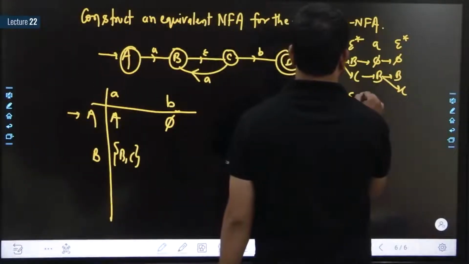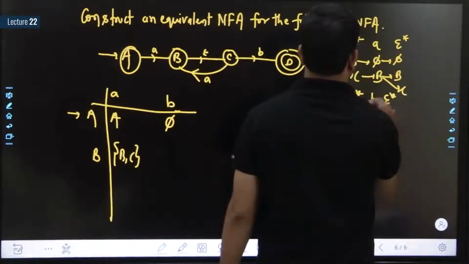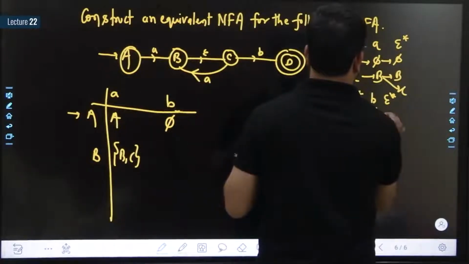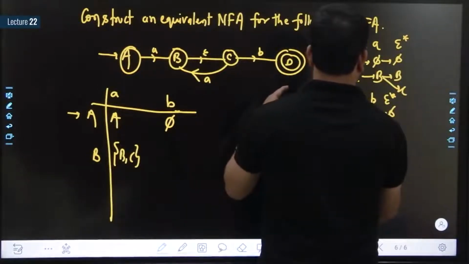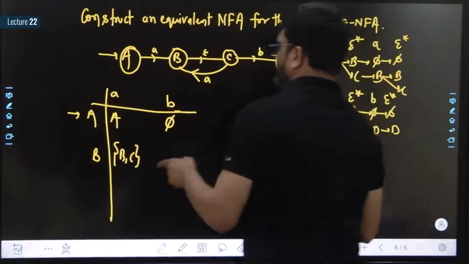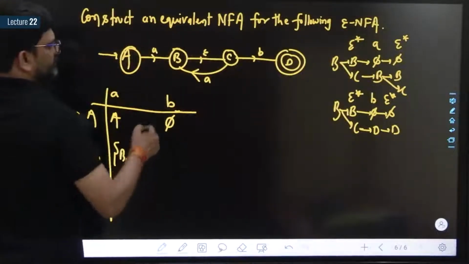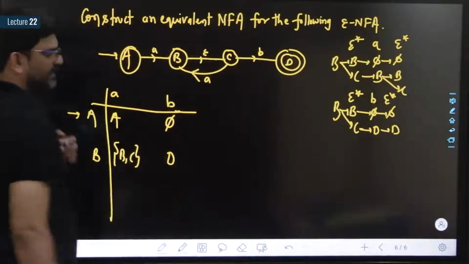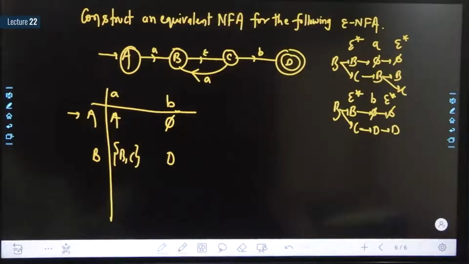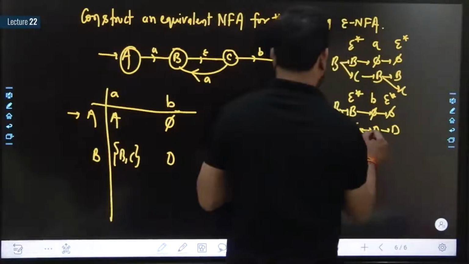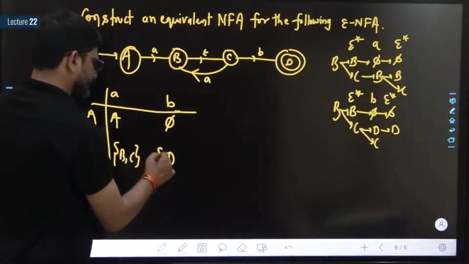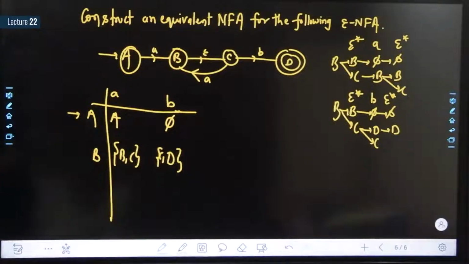B on B, epsilon closure of B, B, C. B on B, phi. Epsilon closure of phi, phi. C on B, D. Epsilon closure of D, D. So B on B is D. Clear? Sorry, epsilon closure of C, C and D. This includes C also. Epsilon closure of C is C and D.